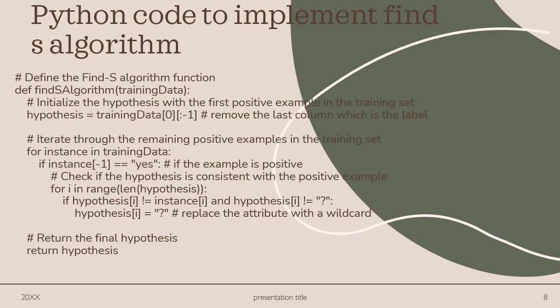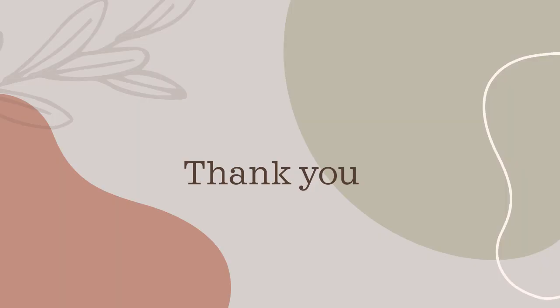So we have to note that this is a Python code implementation for the positive examples data. So this is about the implementation of the Find-S algorithm in Python. Thank you.